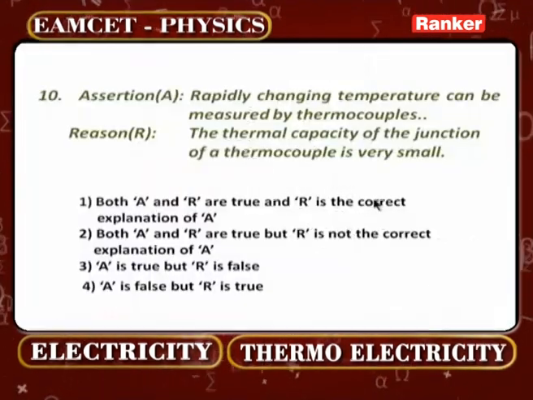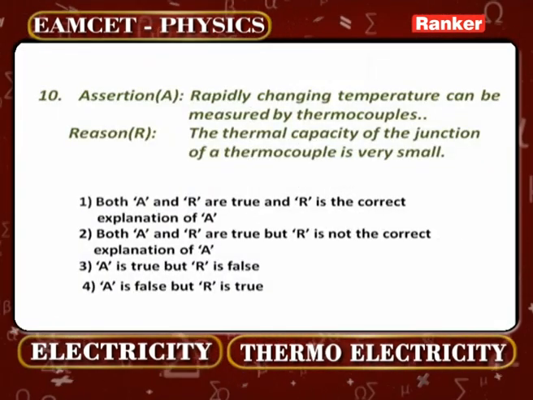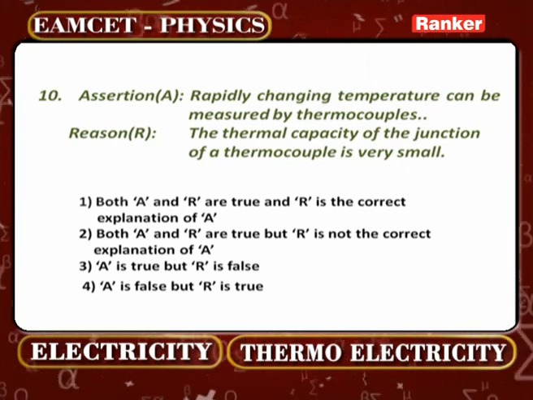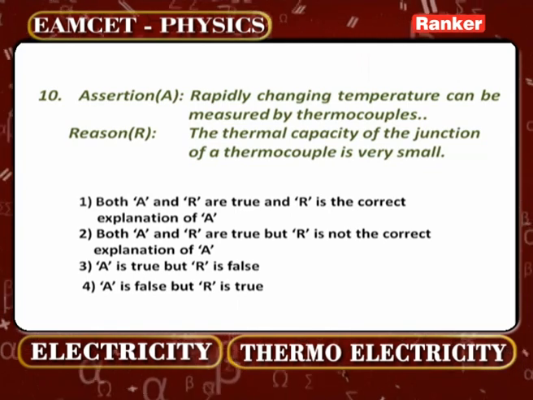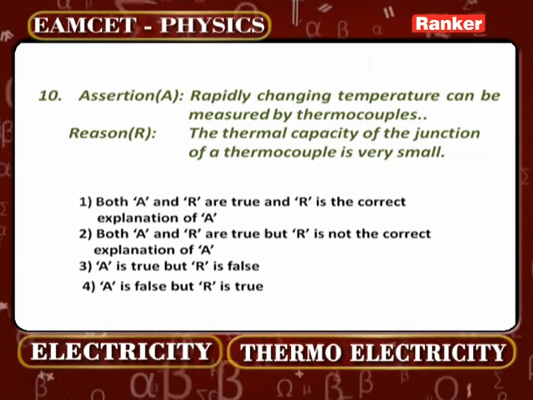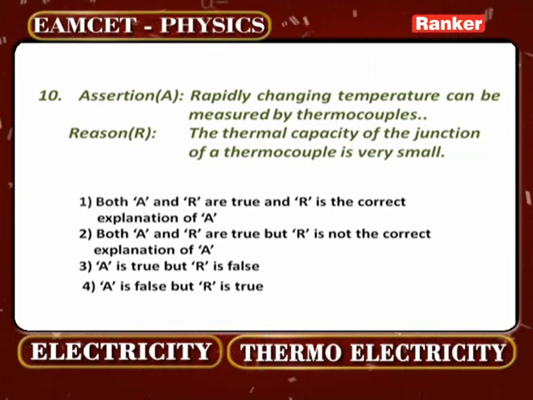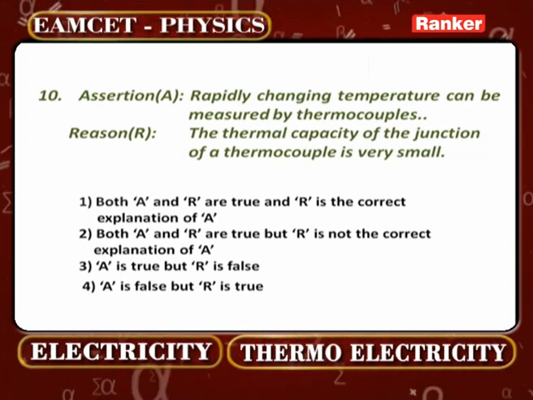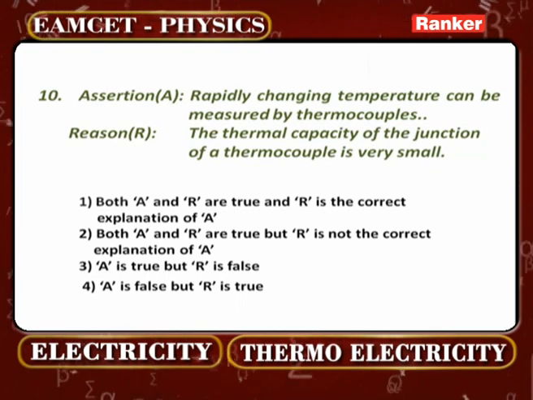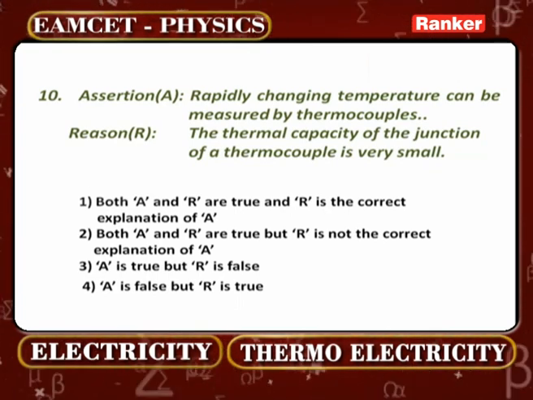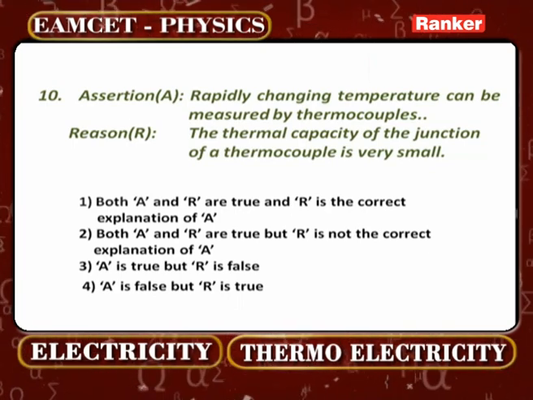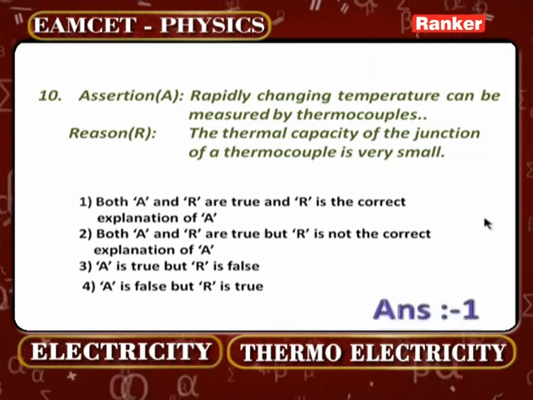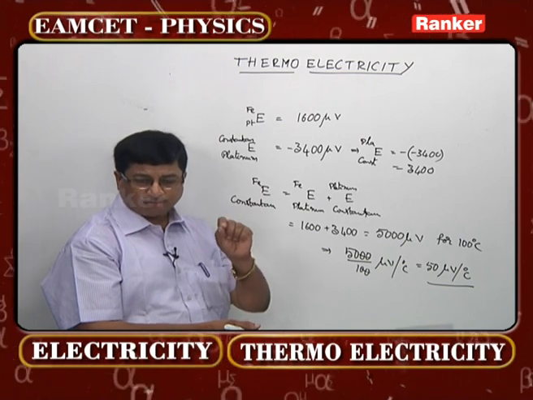Once again, a theoretical question which has been given in an earlier EAMCET paper. Assertion: rapidly changing temperature can be measured by thermocouples. In fact, thermocouples are very useful thermometers as well. In what sense? Minutest variations in the values of heat energy you can directly measure in terms of temperature. And using a thermocouple thermometer, you can even measure the temperature of an insect also.